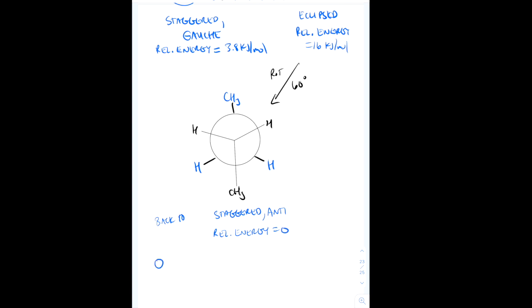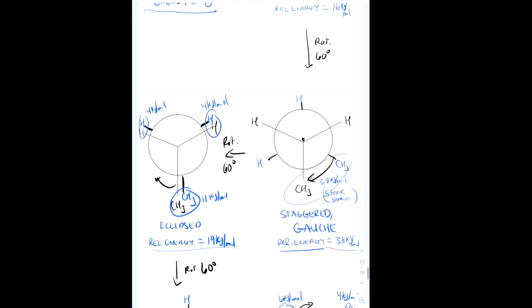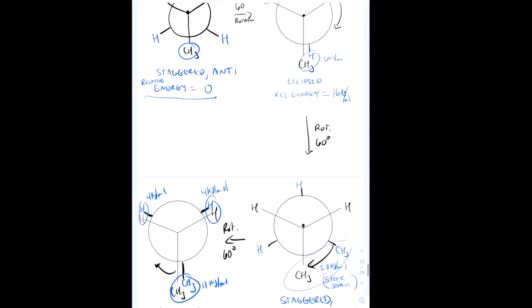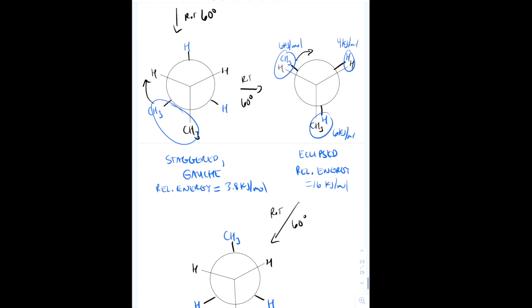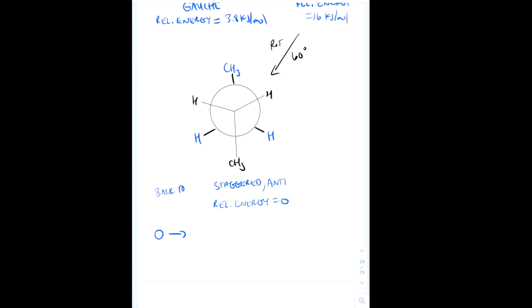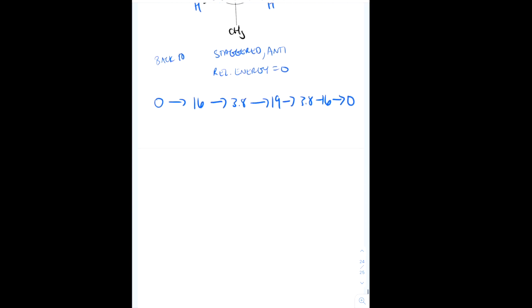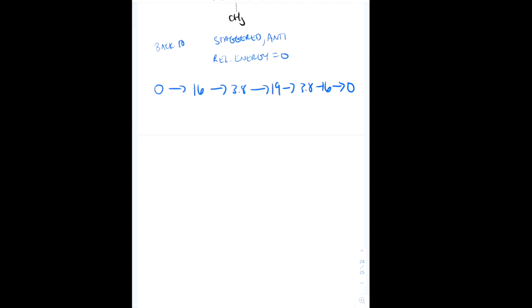So basically what we did was we went from 0 to 16 to 3.8 to 19 to 3.8 to 16 back to 0. Let's see if I can do that. I can't do that. What did I just say? Alright, so we are going to 16 to 3.8 to 19 to 3.8 to 16 back down to 0. Hopefully that's right. Let's see what that would look like in an energy diagram.